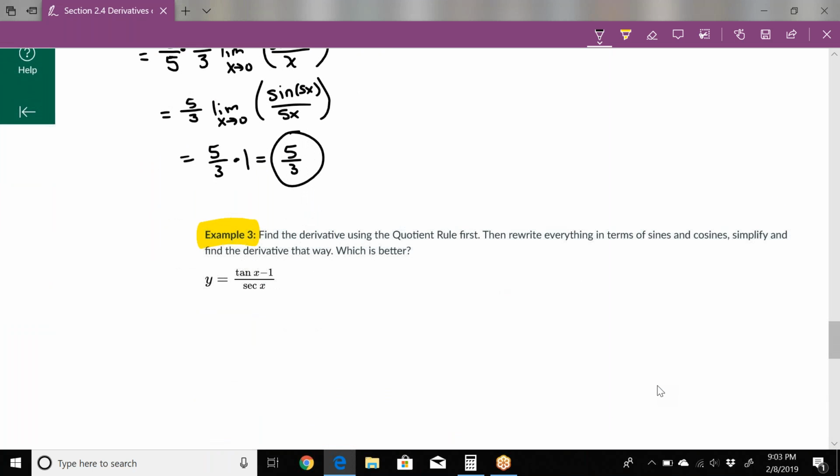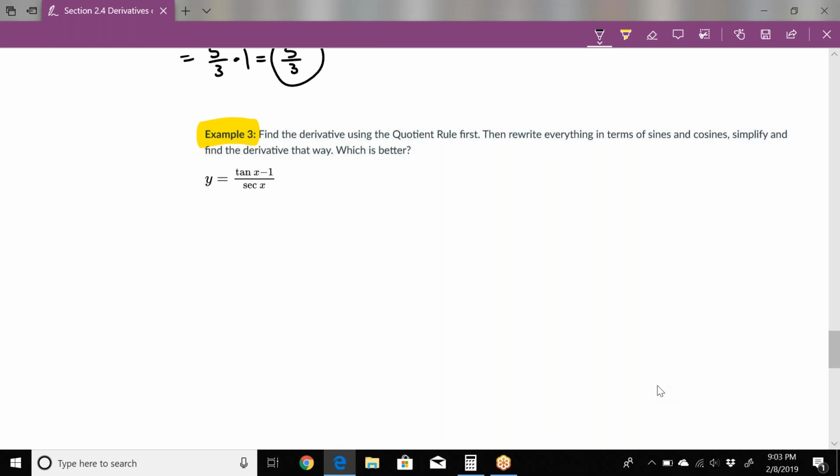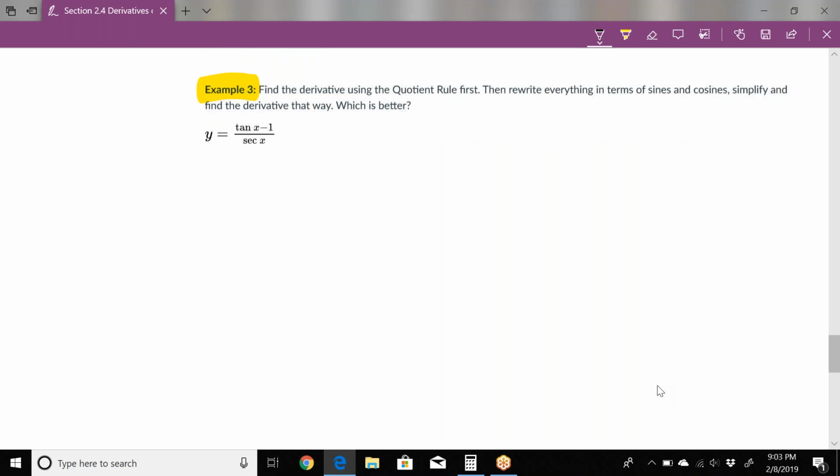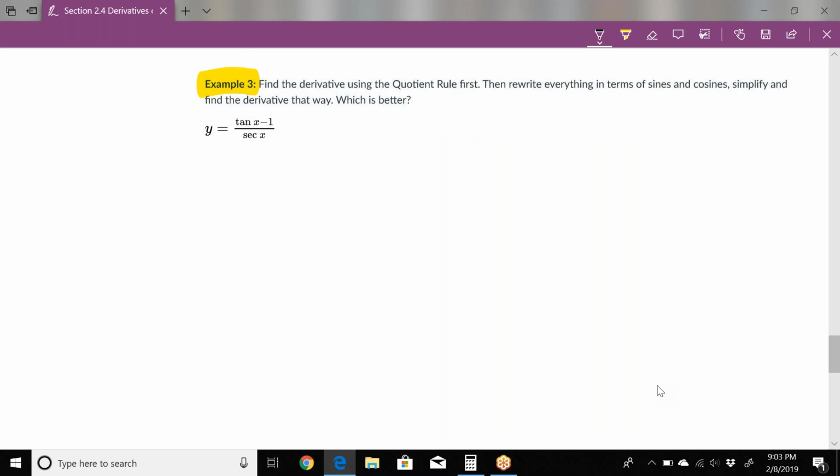Okay, now for example 3, we wanted to do this one two different ways. We wanted to do the quotient rule first, then rewrite everything in terms of sine and cosine, and then find the derivative that way and see which one is better. So when we look at the very first part, if we're going to do this by the quotient rule, we need to list out what is our top, which is tan x minus 1. The top's derivative would be secant squared x, and the 0 for the minus 1, so there's nothing there. The bottom is secant x. The bottom's derivative then would be secant x tan x.